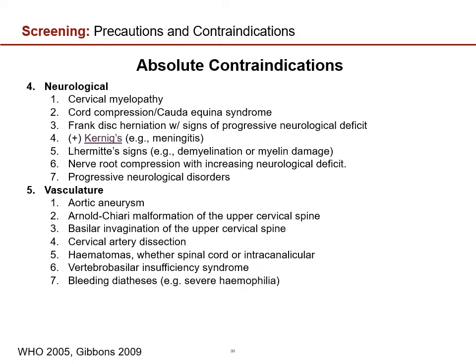Vascular conditions: aortic aneurysm in the lumbar spine, Arnold-Chiari malformations of the upper cervical spine, basilar invaginations of the upper cervical spine, cervical arterial dissections, hematomas in the spinal cord or even intracranially, and then vertebrobasilar insufficiency syndrome. And then also severe hemophilia would also be of consideration to avoid manipulation.